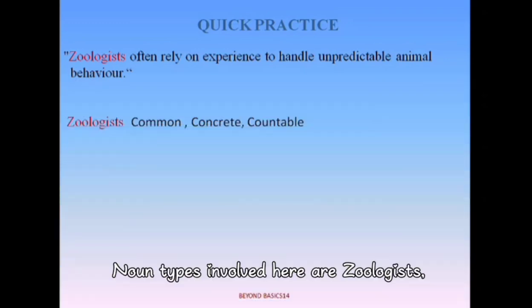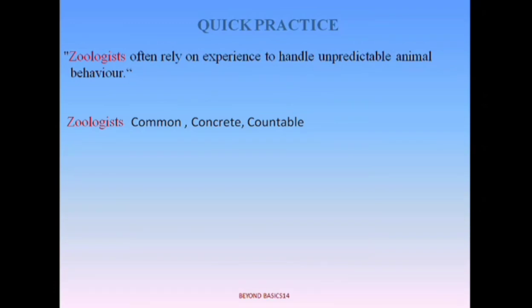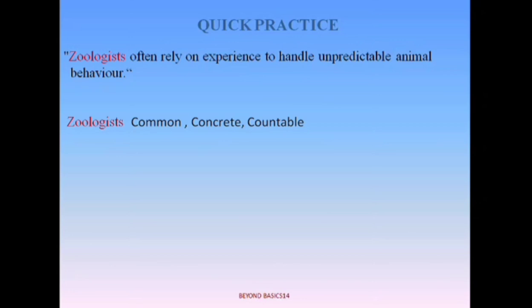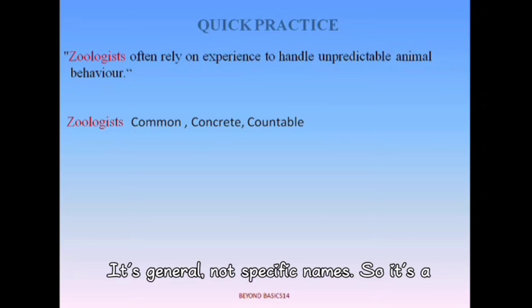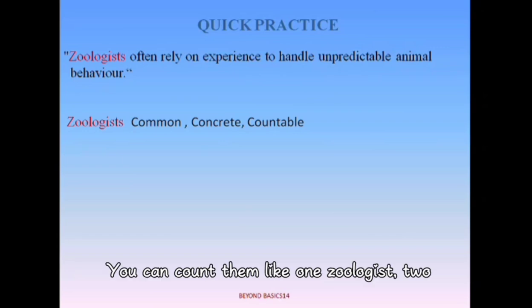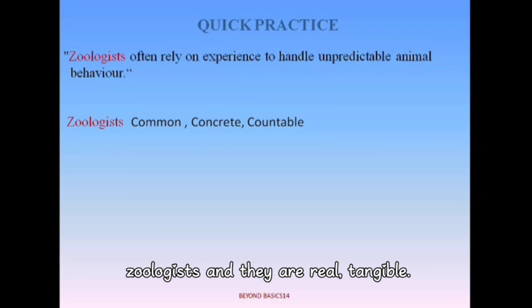Noun types involved here are: zoologist, common, concrete, and countable noun. Refers to people who study animals. It's general, not specific names. So it's a common noun. You can count them like one zoologist, two zoologists, and they are real, tangible.